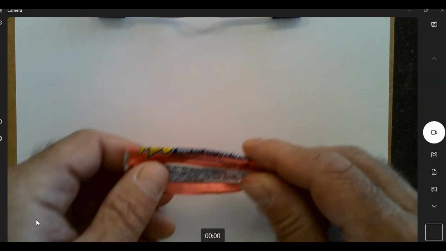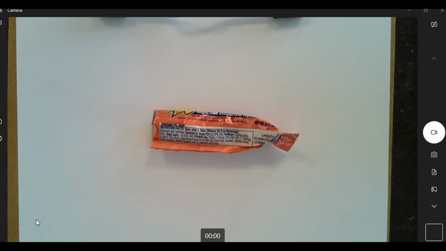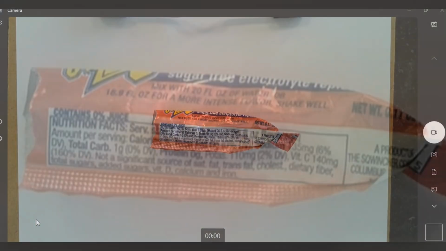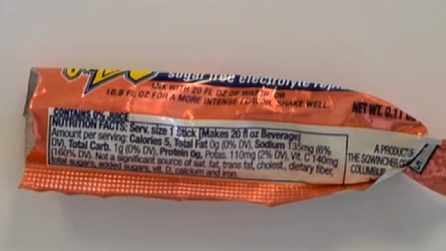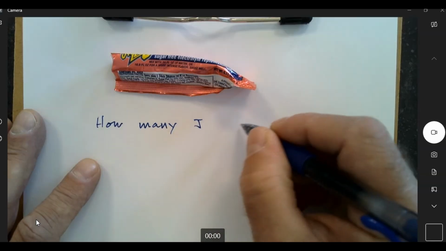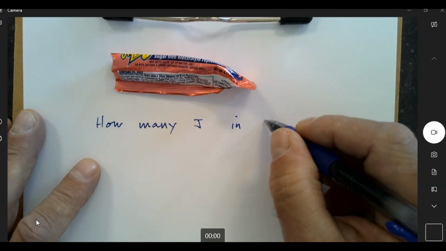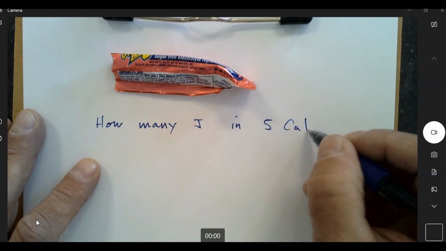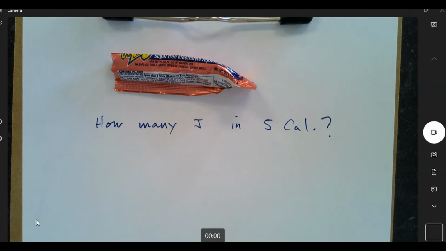Dug through a trash can, and I don't think I can see how many calories. So 5. Yeah, 5 total. Oh, right there. It does. So let's use that, and I'll ask you a question. How many joules in 5 calories? There's the question. Sugar-free electrolyte. Guess you add that to your bottled water and it makes it more exciting.